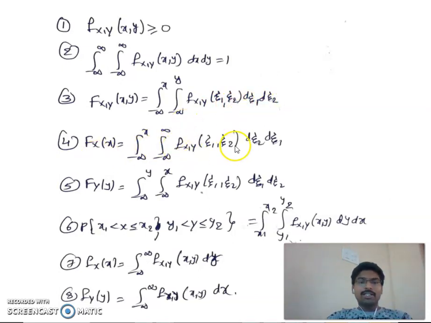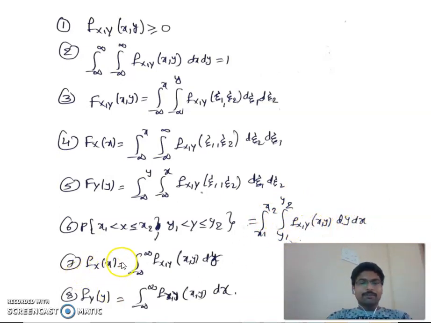Similarly, if you know the joint density function, you can obtain the marginal distribution function by integrating from minus infinity to x, minus infinity to infinity of f_{X,Y}(zeta 1, zeta 2) d zeta 2 d zeta 1, and F_Y(y) can be obtained by integrating from minus infinity to y here and minus infinity to infinity here, of f_{X,Y}(zeta 1, zeta 2) d zeta 1 d zeta 2. And the next one, the probability of x1 less than X less than or equal to x2, y1 less than Y less than or equal to y2 can be obtained by integrating x1 to x2, y1 to y2, f_{X,Y}(x,y) dy dx.